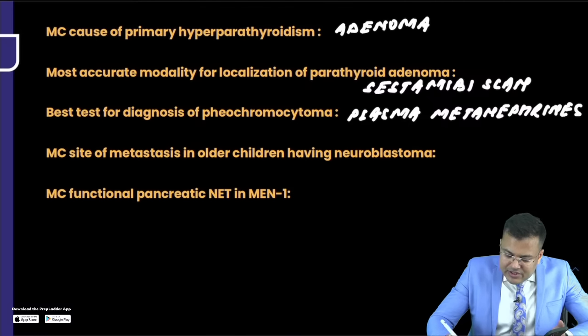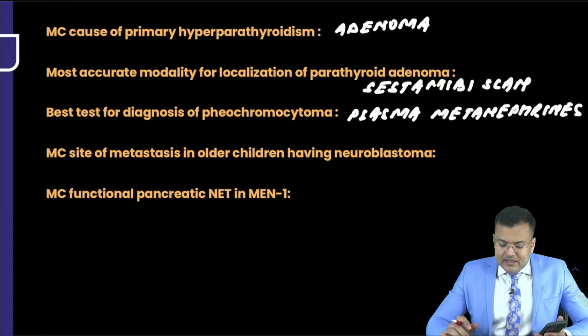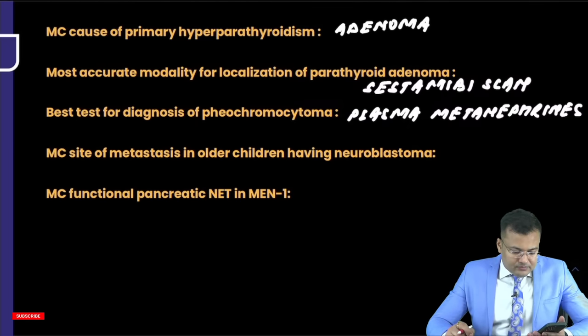Okay, next question. What is the most common site of metastasis in older children having neuroblastoma? Yes, it is fractionated plasma metanephrines, correct? Yes. Ankit Gujjar, very good.